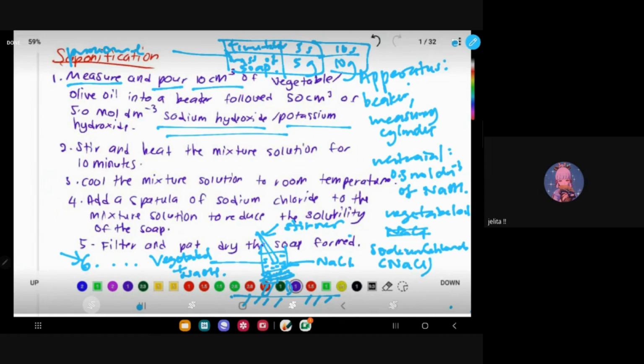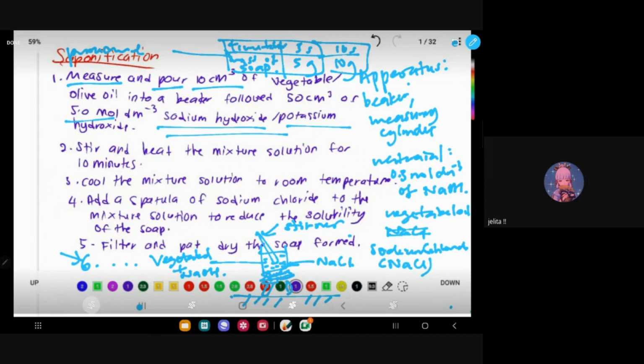5 molarity is considered concentrated. Oh, sorry, in this case you need a concentrated sodium hydroxide for saponification. So it's measure 15 cm cube of 5 molarity sodium hydroxide into a beaker. Then the second sentence, add 20 cm cube of vegetable oil into the beaker. Next sentence, stir the mixture. Stir the mixture alone is 1 mark.